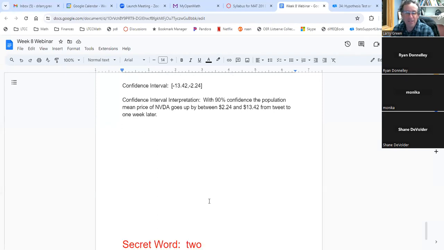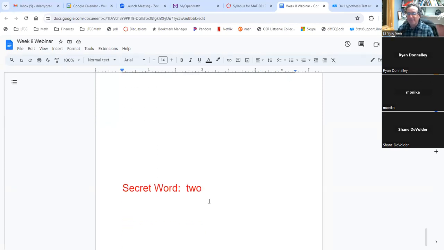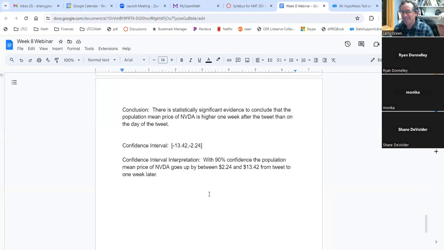Okay, so here's a secret word. The secret word is two. Why is it two? Why is the secret word two? Yeah, it's not just about pairing, but it's about comparing, I think is a better word. So it's about comparing two means or comparing two proportions. Does that make sense?